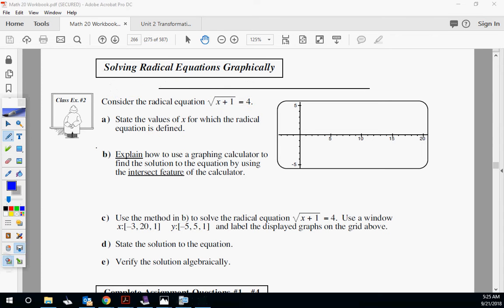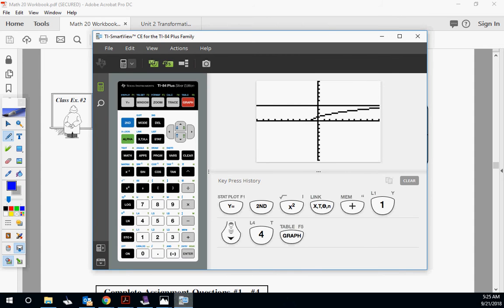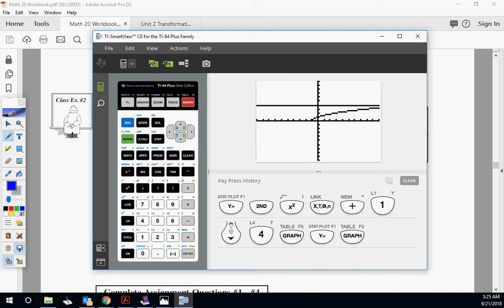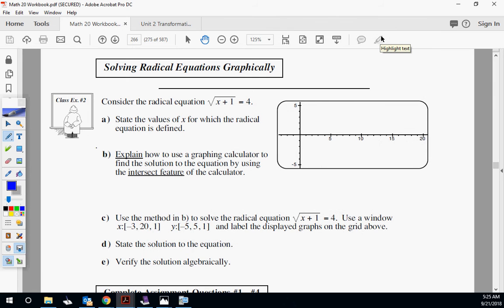I actually have them in here already. So if we go to the calculator, this is what it looks like. I put root x plus 1 in the y1, 4 in the y2, and then I'm going to hit graph. And you can see that they don't quite intersect over here. So I'm going to minimize this for a second because the book actually tells me what window to use. It tells me to change my window: -3, 21, -5, 5, 1.